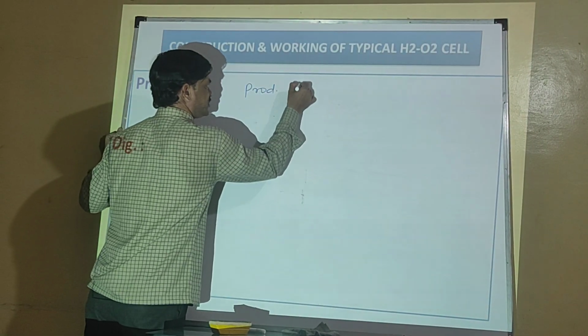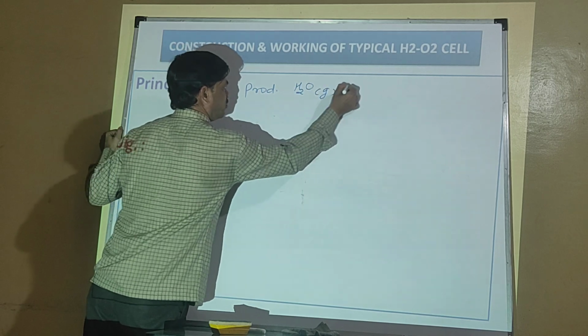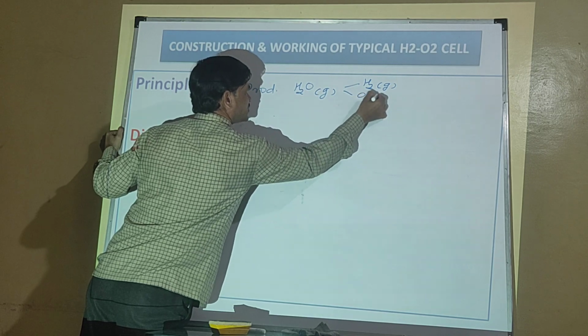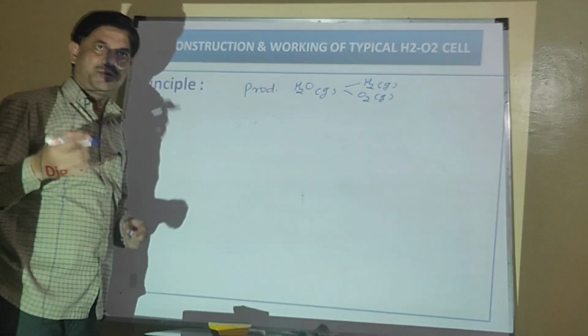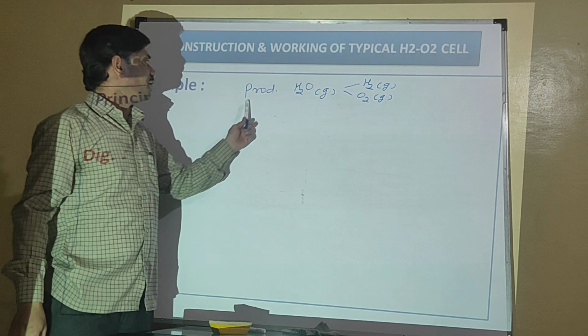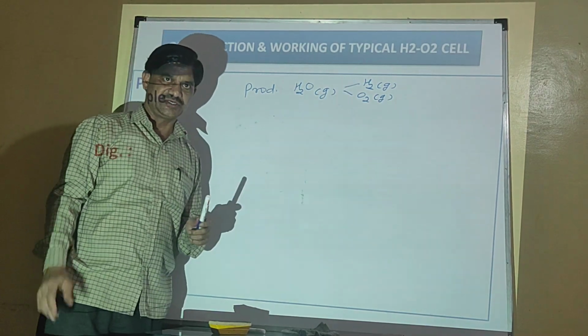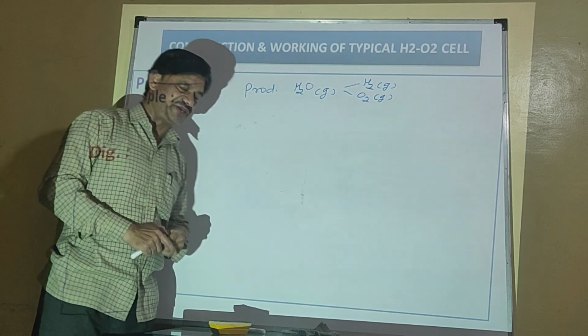So remember here, in case of typical H2O2 cell, what is the principle? It produces water vapor from which two gases? H2 gas and O2 gas. What is the principle of typical H2O2 cell? It produces water vapor using H2 and O2 gases. This we can explain on the basis of reaction.